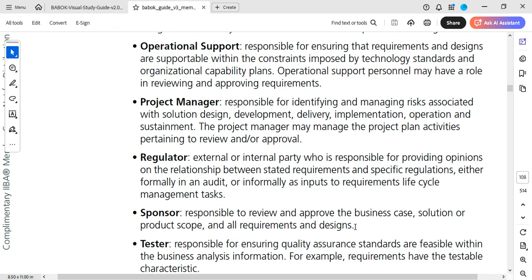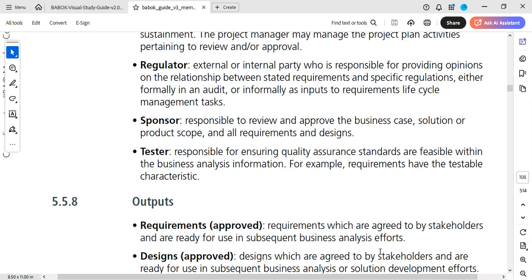Project manager, responsible for identifying and managing risk associated with solution design, development, delivery, implementation, and operation and sustainment. The project manager may manage the project plan activities pertaining to review and or approval. Regulator, an external or internal party who tells you that we need to watch this or that so that we don't get fined. Responsible for providing opinions on the relationship between stated requirements and specific regulations, whether formally in an audit or informally as input to requirement lifecycle management task.